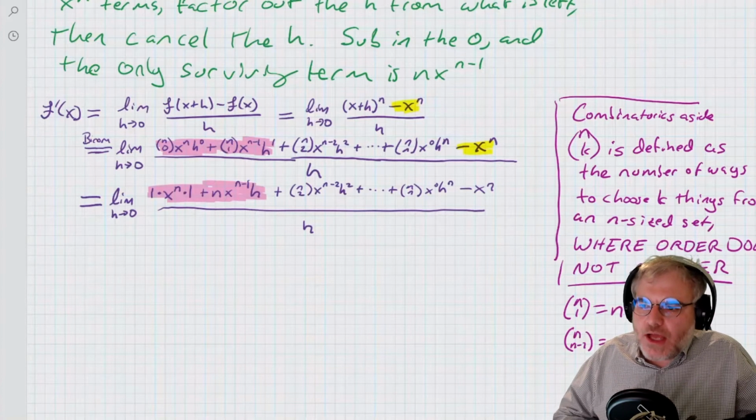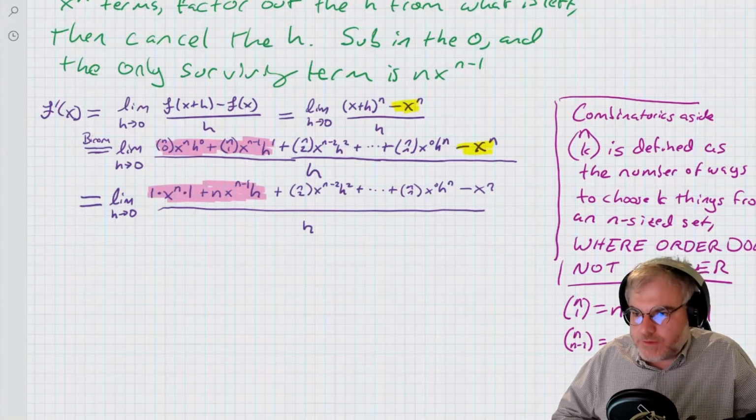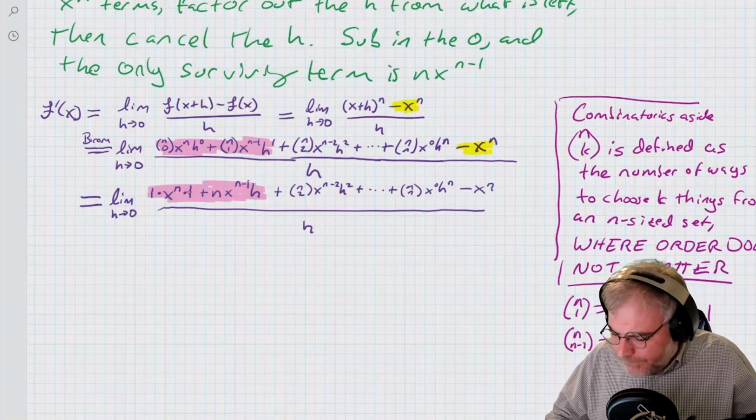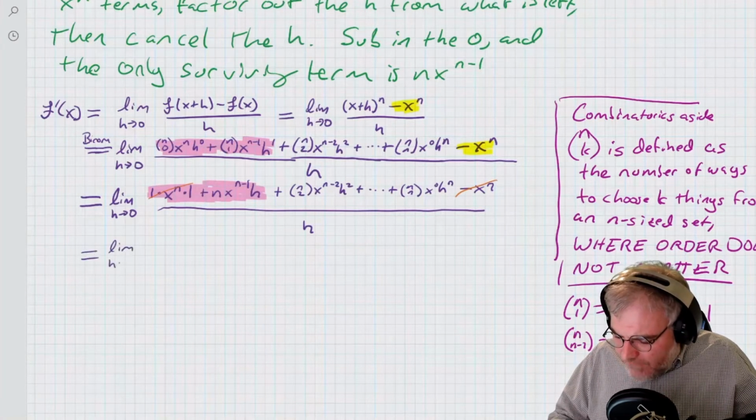Okay. So now the question is, what do I do now? Well, look what's going to happen here. First of all, this term just became x to the n, and there's an x to the n here. Those two terms cancel, just like we thought they would. And now I'm left, and everything that remains has an h in it.